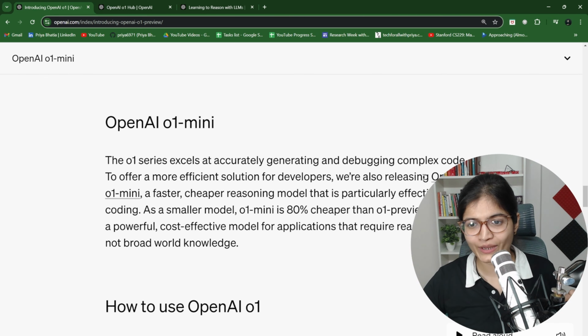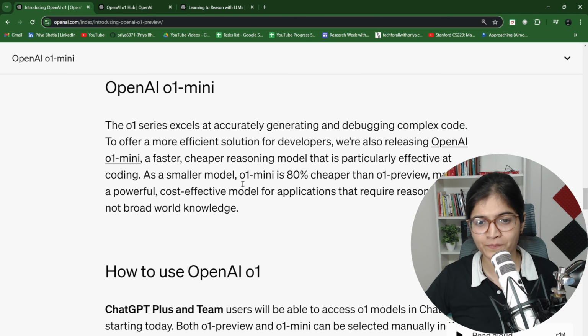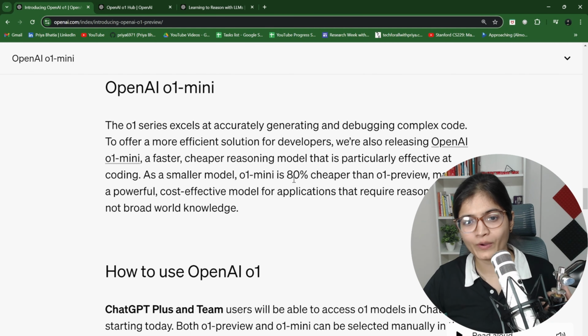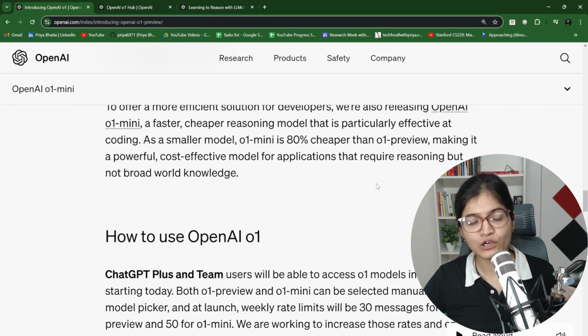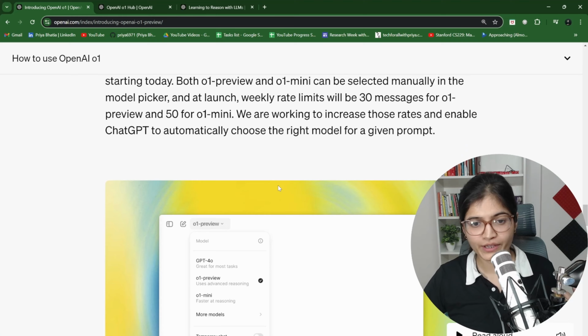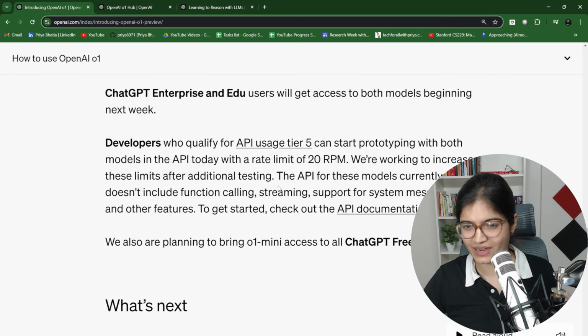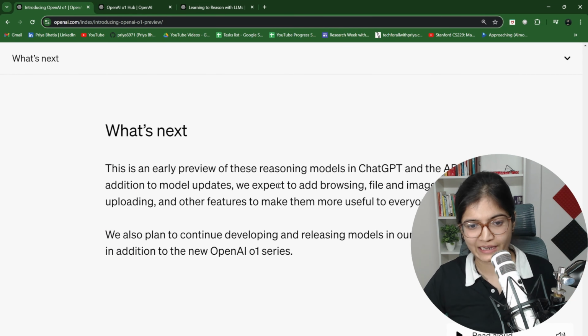So here you can see that we are also releasing OpenAI O1 Mini. It's a faster, cheaper reasoning model, which is particularly effective at coding. As a smaller model, O1 Mini is 80% cheaper than O1 Preview, which makes it a powerful, cost-effective model for applications that require reasoning but not broad world knowledge. Now here they're talking about how we can use it, which you will clearly be able to see.